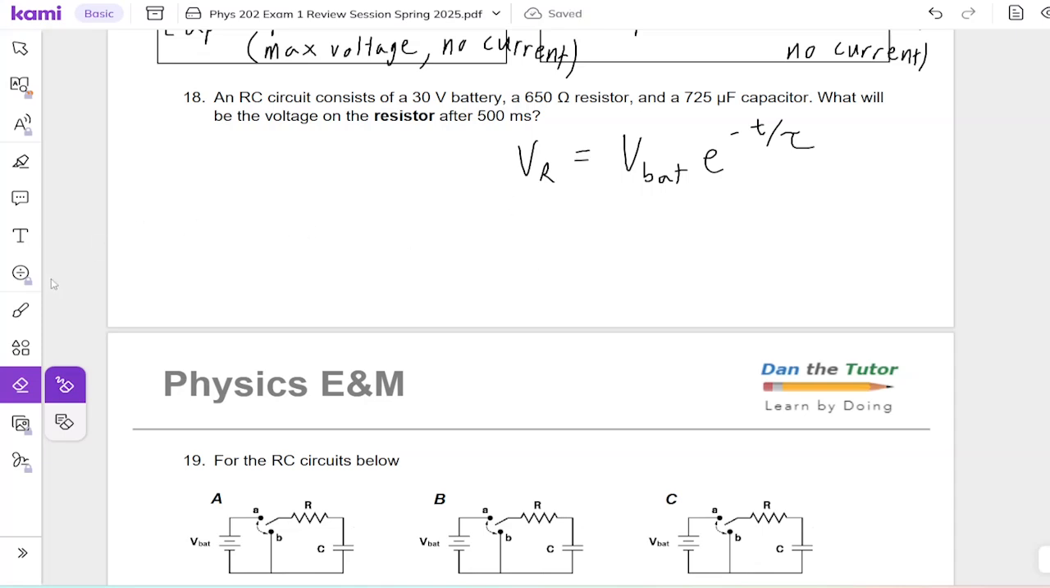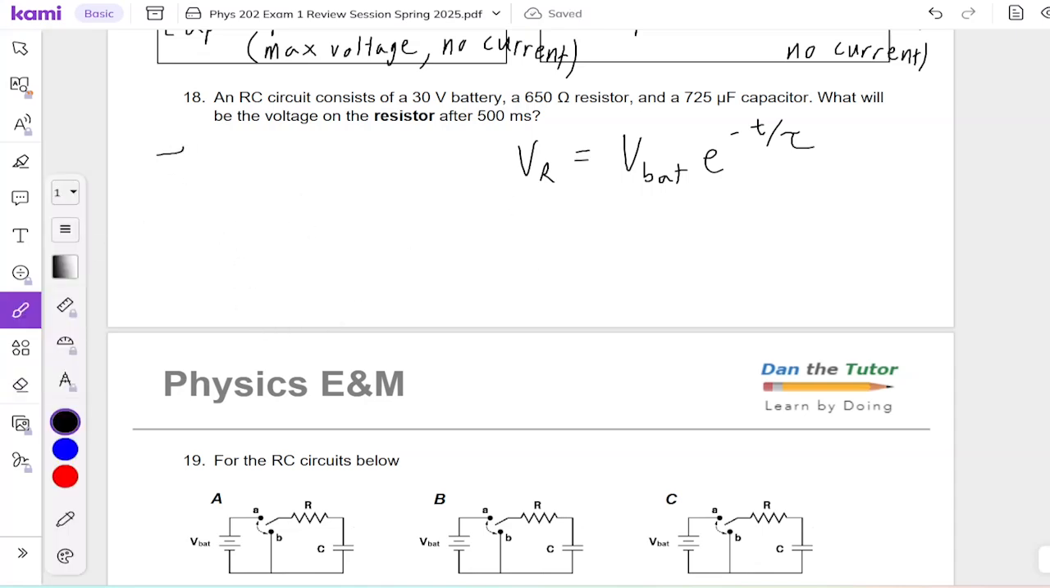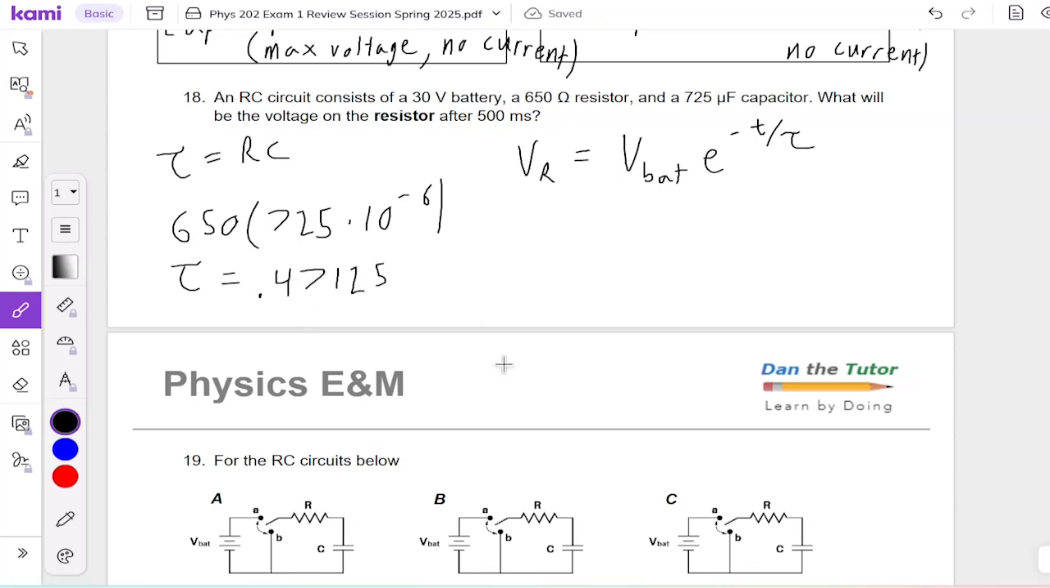Anyways, we need to find tau. Tau is equal to RC, which is 650 times 725 micro. This is what I was saying earlier: we have to convert to regular units. And so that means tau is going to be 0.47125. I recommend keeping as many decimal places as you can to not get a rounding error.